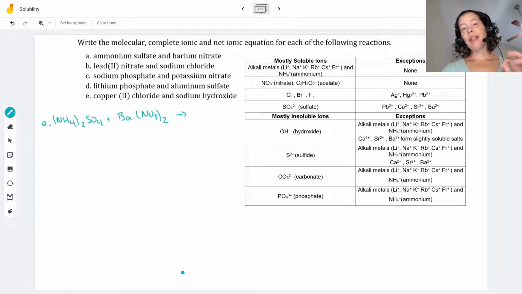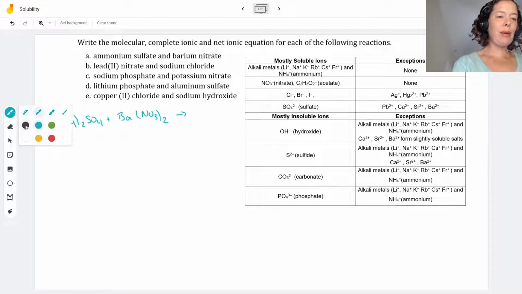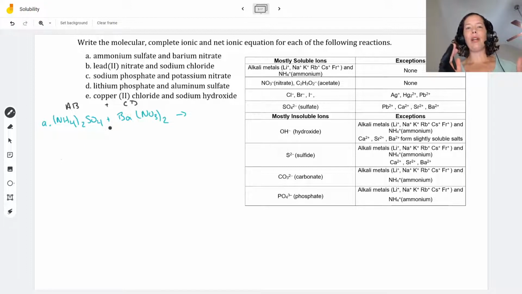Now, this reaction is a double replacement reaction, and I'll explain how I know that. So what we've got is two ionic compounds, and you can think of this as AB plus CD. So we've got a cation and an anion in both of these compounds. And what's going to happen is they're going to swap. So you can either swap cations or you can swap anions. It really doesn't make a difference. But we're just going to flip either the A and C or the B and D.